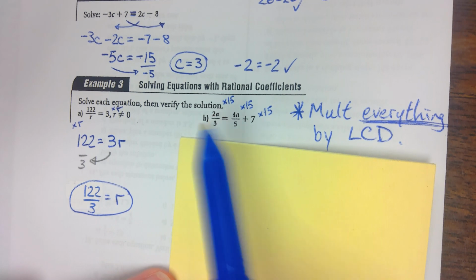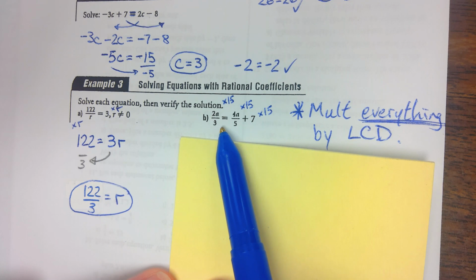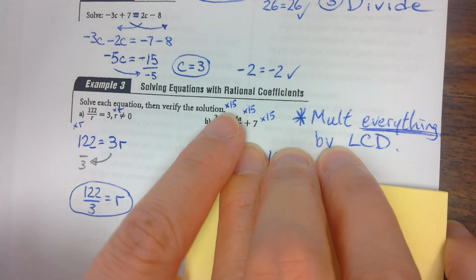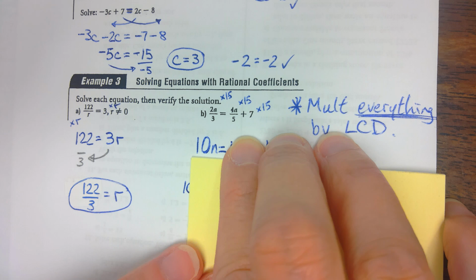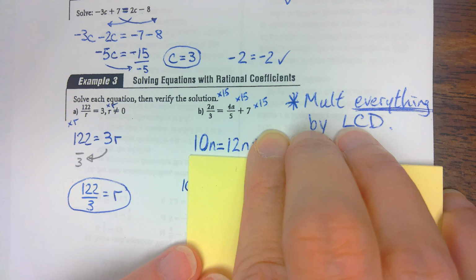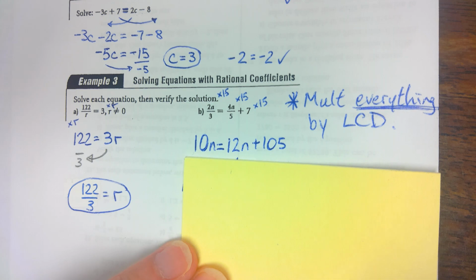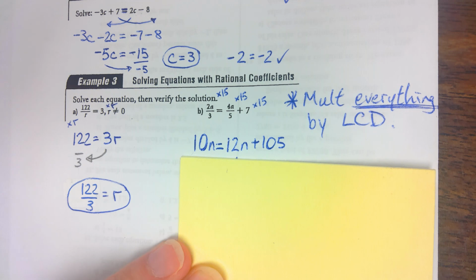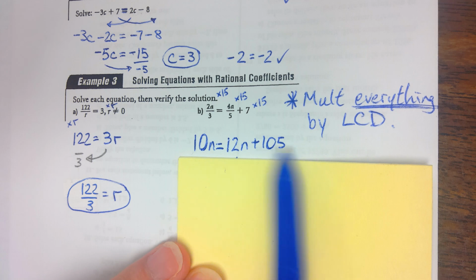So let's see. Edward, what is 2 times 15? 30 divided by 3? 10. Yeah, so 10n. Right? 4 times 15? 60 divided by 5? Yep, so 12n. Right? And then 7 times 15, that one is a hard one. 105. Good job. So you see, one simple step, no more denominators. And it looks much nicer and much friendlier.